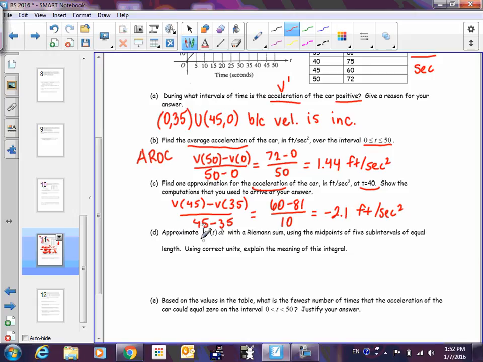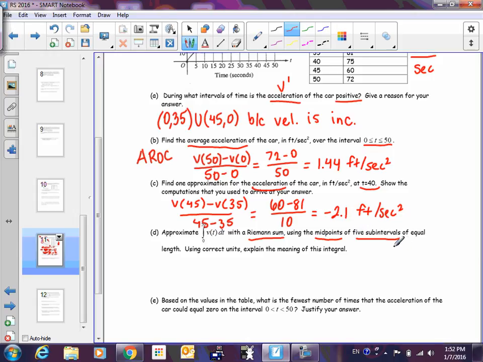Okay, so part D, I see the integral symbol. Remember, this symbol stands for integration, integral. We're going to talk more about that in chapter 4, but for right now, all we know about this symbol is that we do a Riemann sum. And anytime you're thinking, do I need to do a Riemann sum here? It's going to tell you. It's going to say, do a Riemann sum. It's going to tell you which type of Riemann sum, and it's going to say something about the subintervals. All right. In this case, 5 subintervals of equal length.